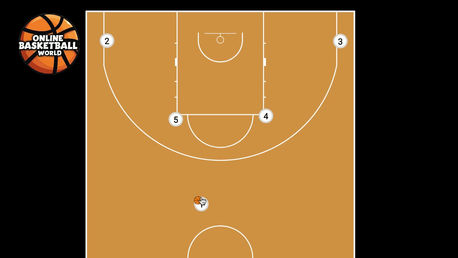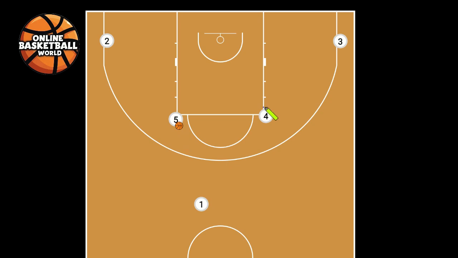So to start, we want to have an entry pass into one of our players here at the elbow within the horn set. The good thing about this is it can go to either number 5 or number 4, to the left side or the right side. It doesn't really matter too much. We want to get that entry pass in there. So let's say we get it over to number 5.